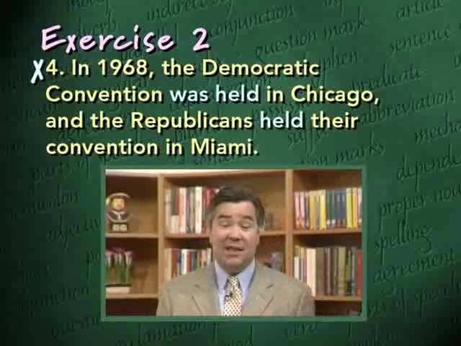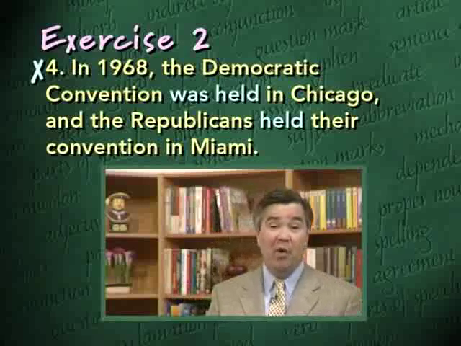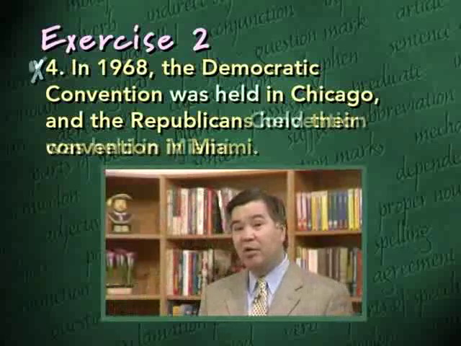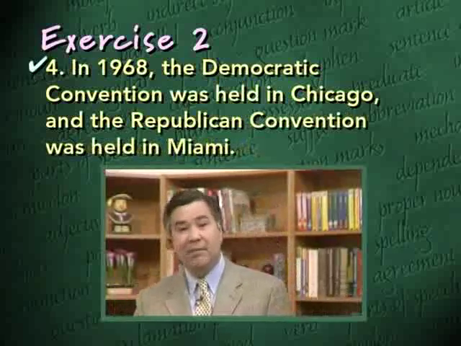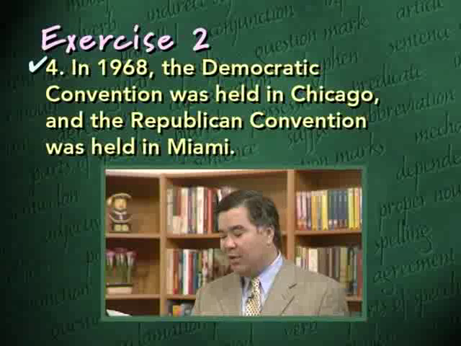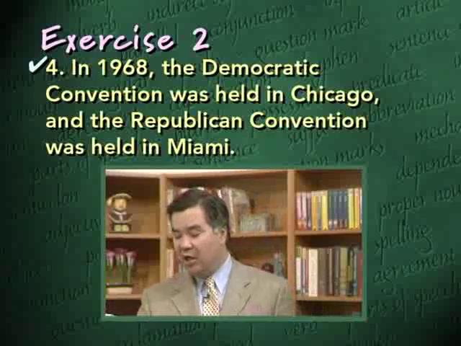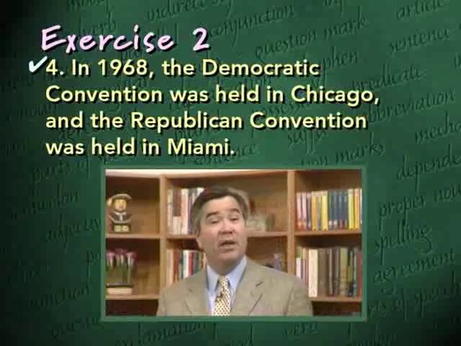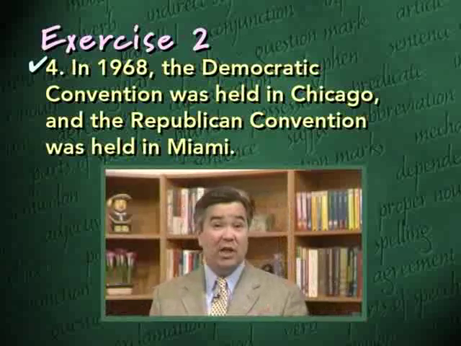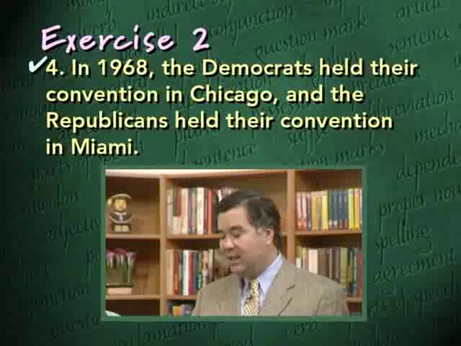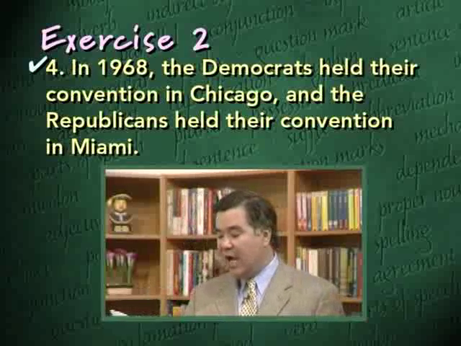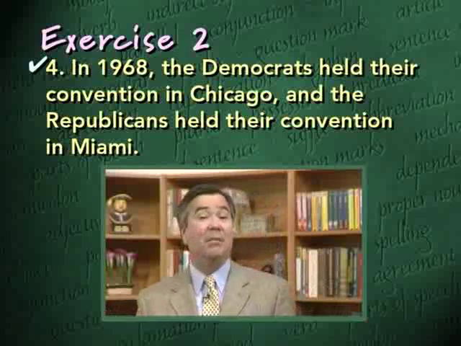So to correct this sentence, we could go either way. We could make both verbs passive or both active. If we made them both passive, then the sentence would read, in 1968, the Democratic Convention was held in Chicago, and the Republican Convention was held in Miami. Or we could make them both active, in which case the sentence would read, in 1968, the Democrats held their convention in Chicago, and the Republicans held their convention in Miami.